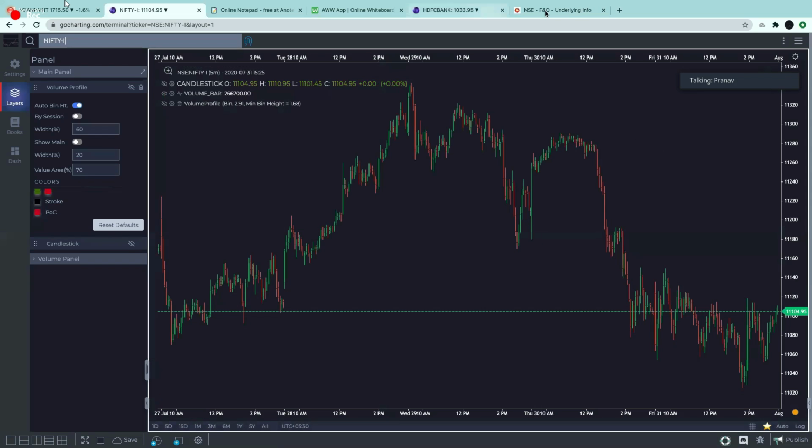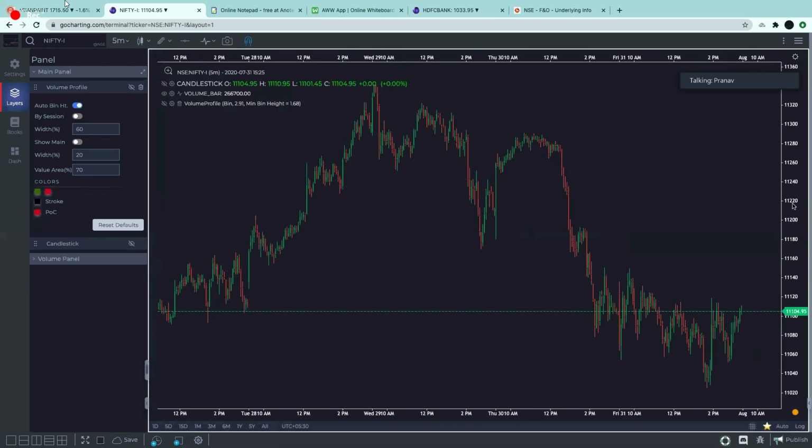What FNO stocks? FNO stocks are futures and options stocks. Stocks that are listed in futures and options segment.